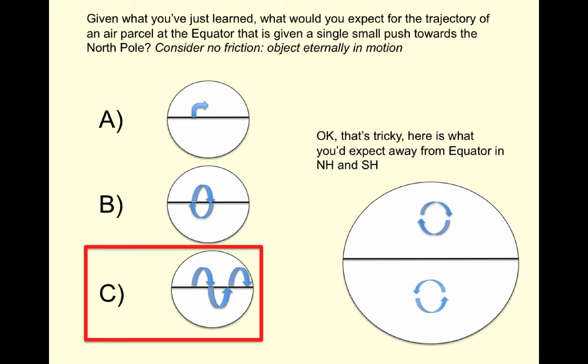That one's pretty tricky, okay? But here's what you'd expect away from the equator in the northern hemisphere and southern hemisphere. An object that's pushed in motion and left in motion will continually turn to its right due to Coriolis, and an object in the southern hemisphere that's put in motion will continually turn to its left.